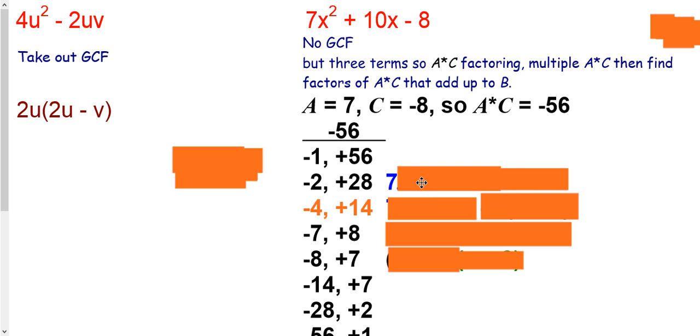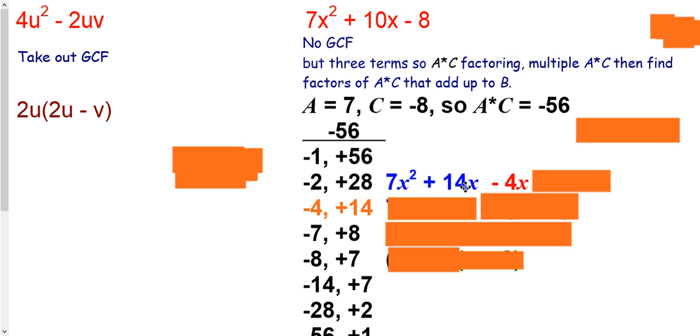So we'll go the 7x squared plus our 14x. So the positive 14 comes from this. Now we're also going to have a negative 4x. And by the way, 14x and negative 4x does add together to give us the 10x that we started out with. Then we still have to have that negative 8 hanging out at the end.